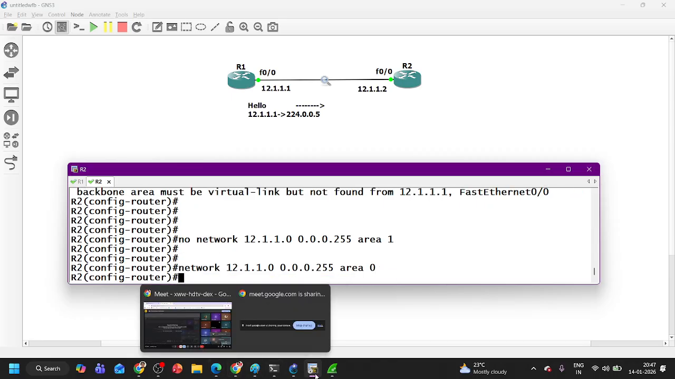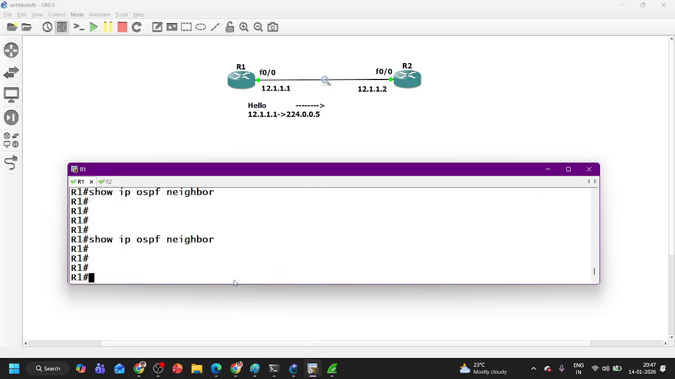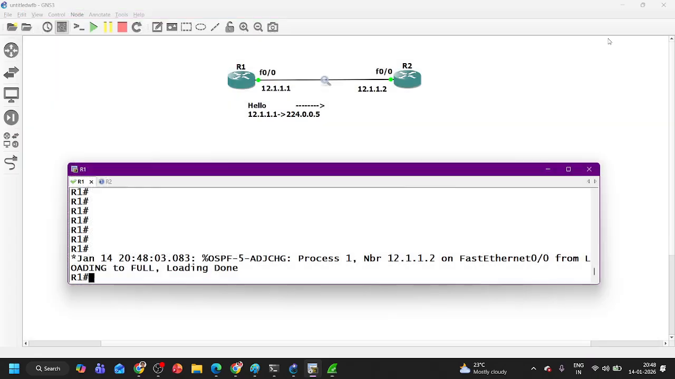As soon as I have configured area ID 0 here, you will get one log message for OSPF on router number 1 and on router number 2, on both routers. And here you can see the log message, what it's saying: new adjacency formed, neighbor 12.1.1.2 on FastEthernet 0/0. So router 1 has finally discovered one neighbor on the 0/0 interface, and the IP address of the neighbor router is 12.1.1.2, and the state moves from loading to full. Loading and full are OSPF neighborship states. We'll understand that with the help of types of messages in OSPF.